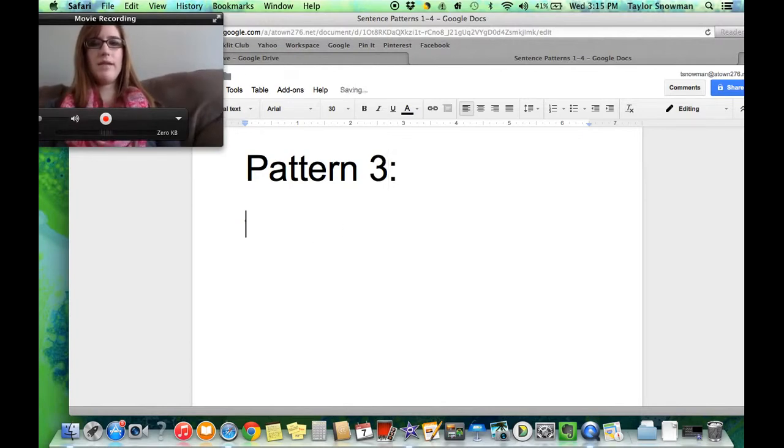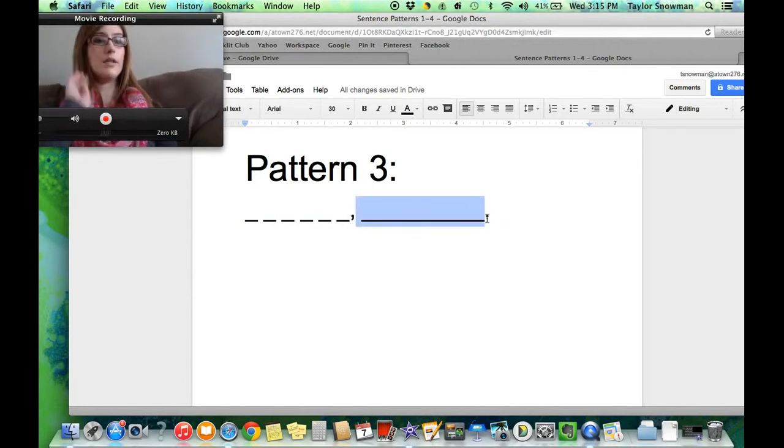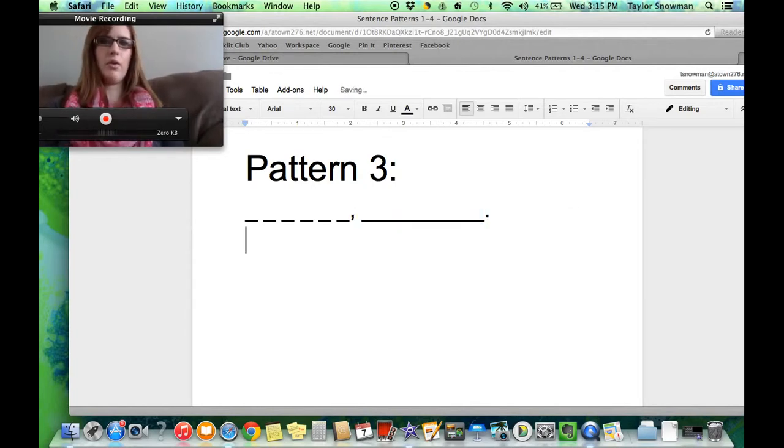Your pattern 3 looks like this. Comma. Now what this means, this is code for something that could not stand alone as a sentence. So if you remember right, you have phrases and dependent clauses here. So this is a phrase or a dependent clause. And this is going to be your independent clause, or something that could stand alone as a sentence. So let me show you what this would look like.